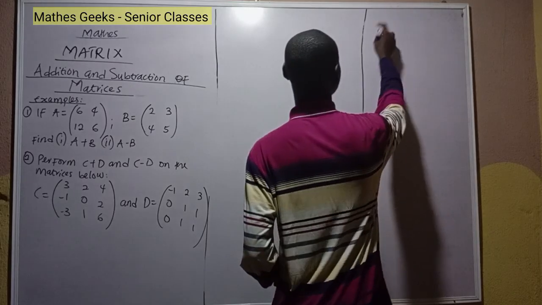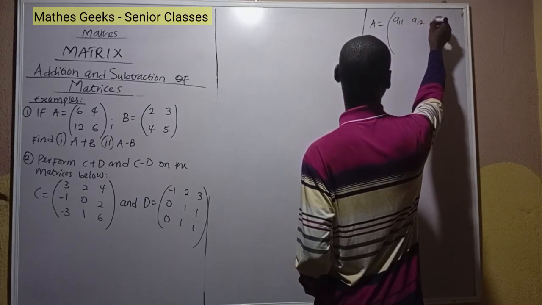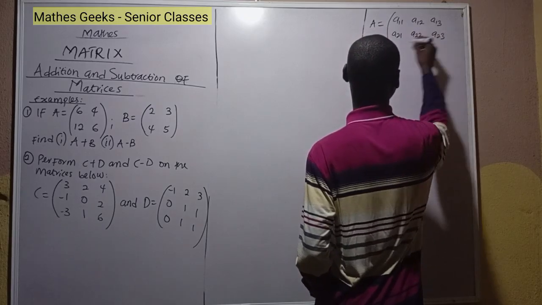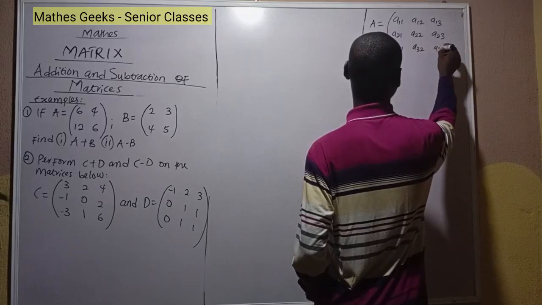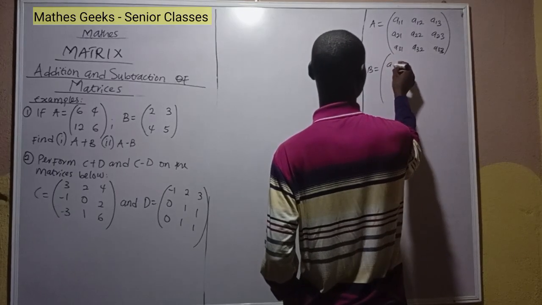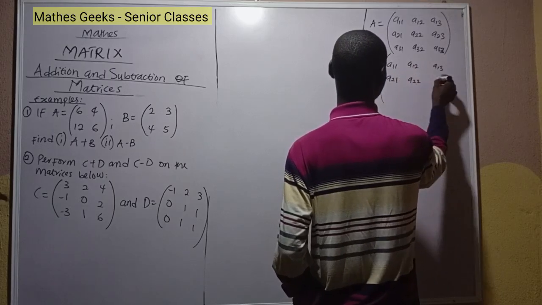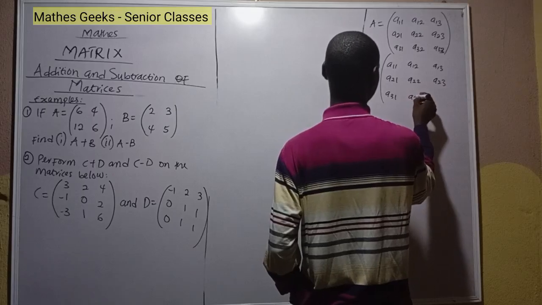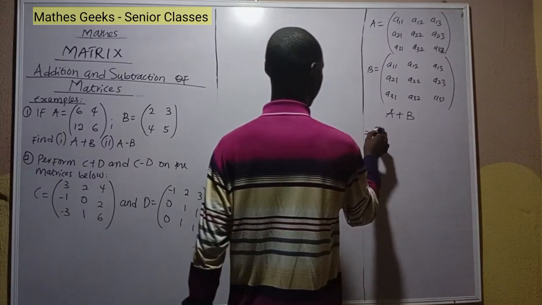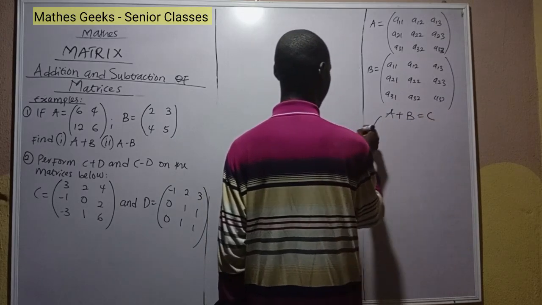Generally, if we have matrix A as A11, A12, A13, A21, A22, A23, and we have matrix B plus B11, B12, B13, B21, B22, B23, and we carry out the addition, what it means is we're going to have a sum, let's say matrix C. This is matrix C.